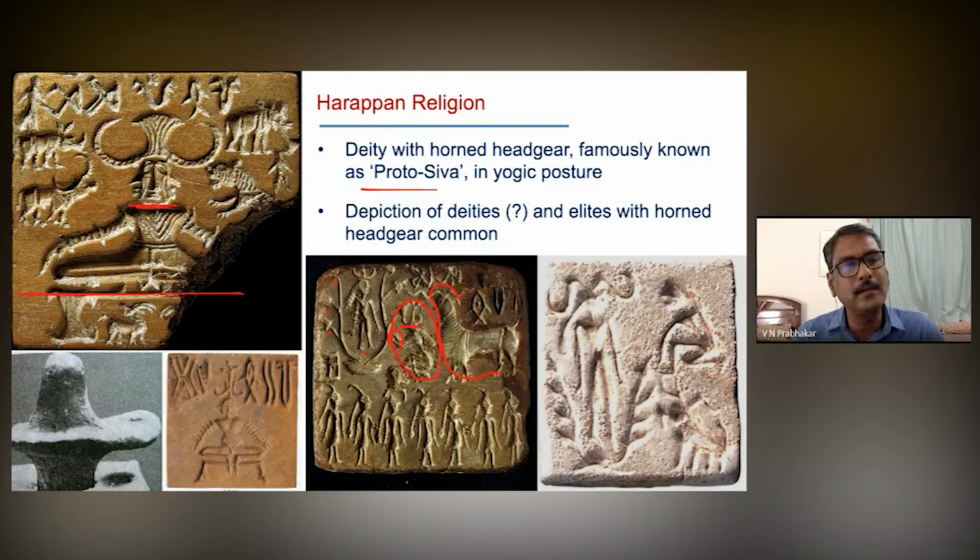And interestingly, this is a complete linga with a yonipita from the site of Kalibanga. So of course we can associate it with an early form of worship that may be identified with the early form of Saivism. Who knows? But we don't have anything more to indicate any particular religion.